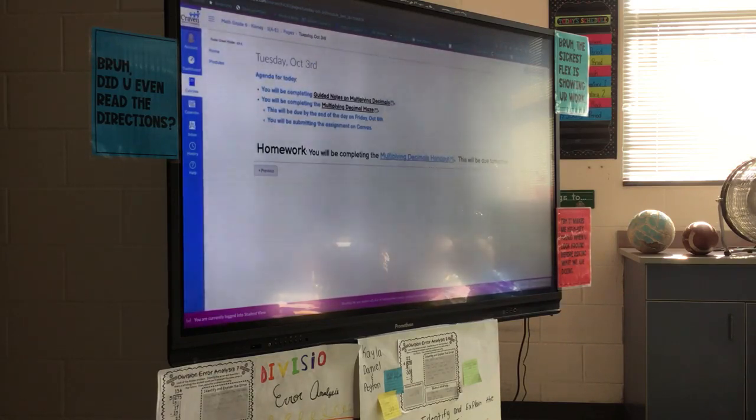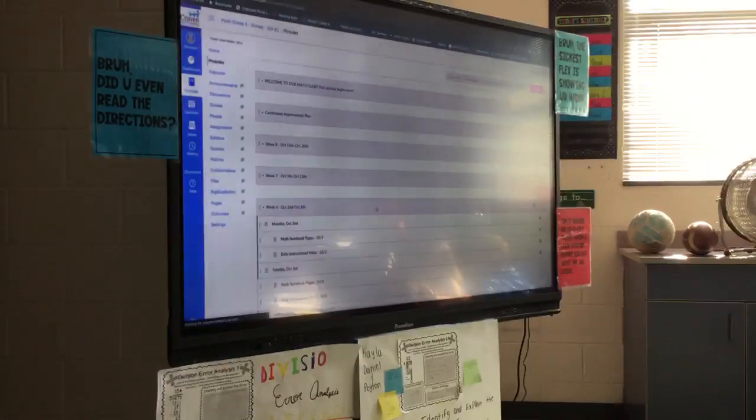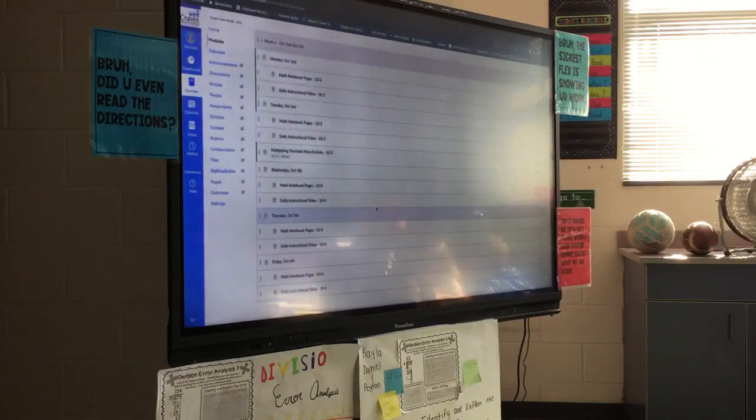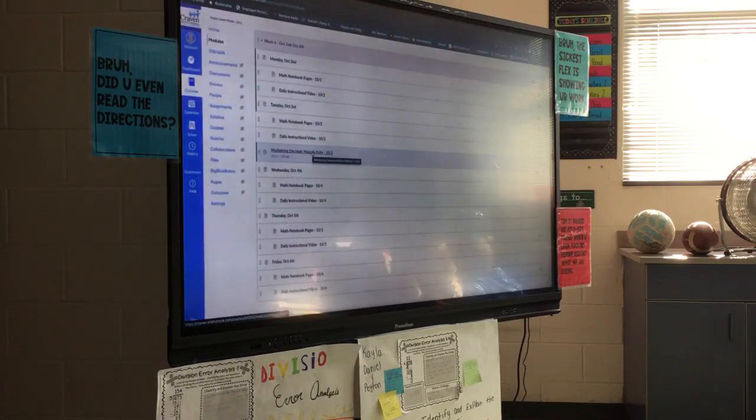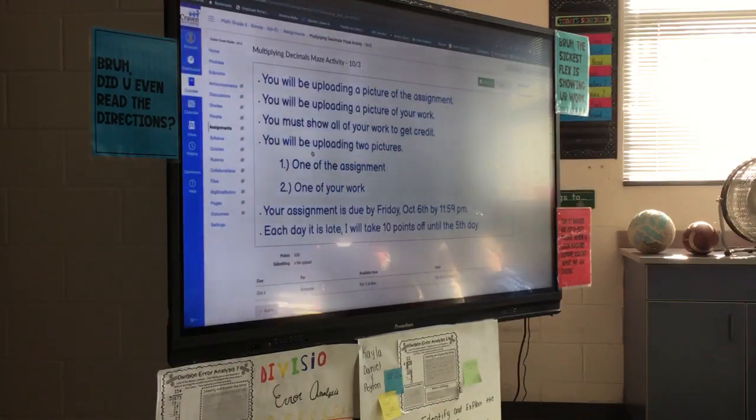Now, let's go ahead and refresh our page real quick. So everyone, you can just pull it down. Go back to Canvas and go back to your modules. Go to multiplying decimals maze activity 10/3. Okay, so you go back to modules and then it should appear this time. Should be the very last thing on the bottom of your page.